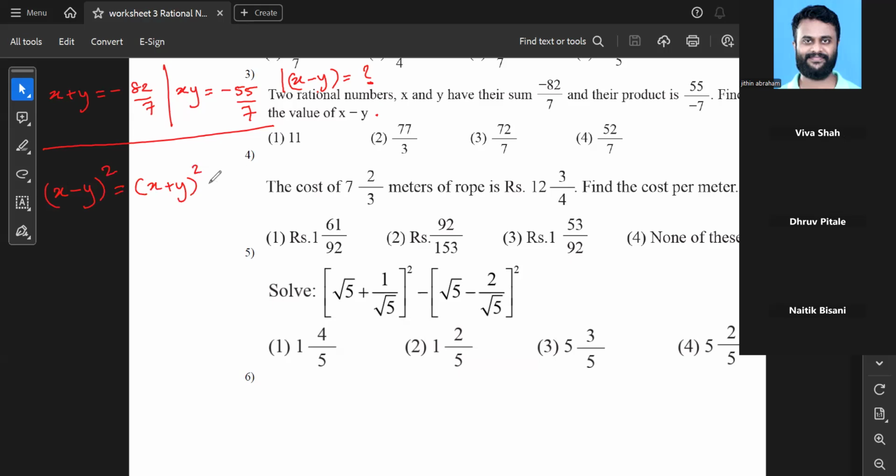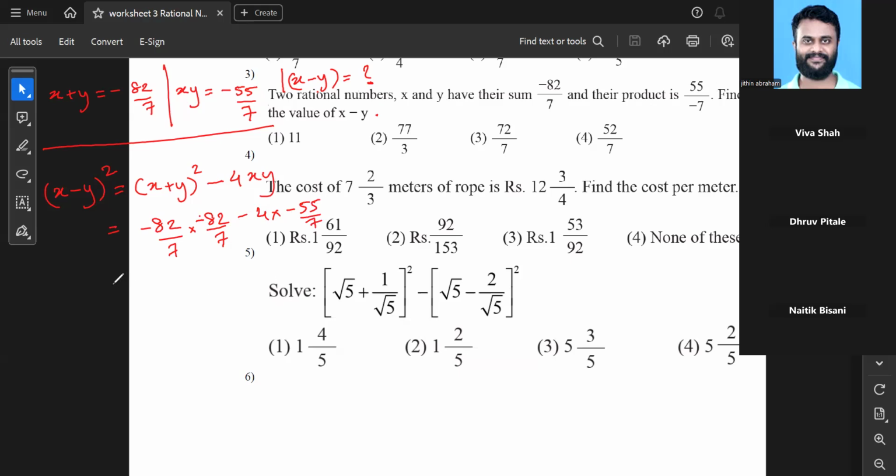Then what? Minus 4xy. Very good, minus 4xy. So you simply can use this relation and get the answer. In this case, it goes as minus 82 by 7 square. Square means you basically multiply it twice, so multiplied by minus 82 by 7. This minus and minus get cancelled with each other. Then minus 4 multiplied by x multiplied by y is how much? It's minus 55 by 7.